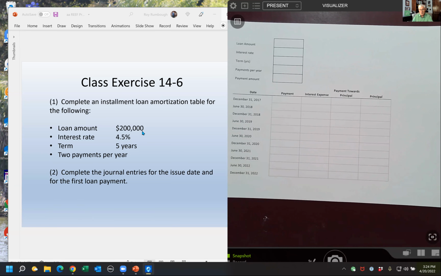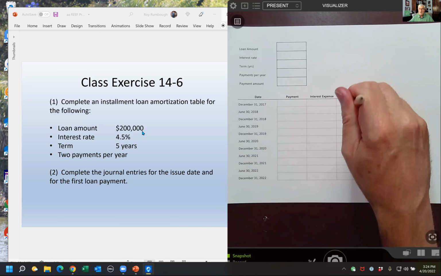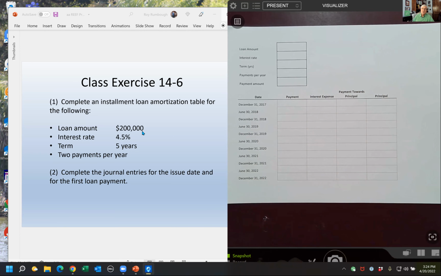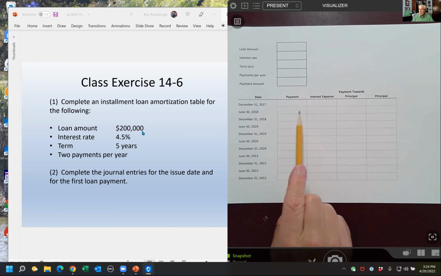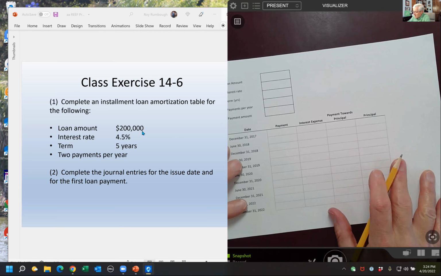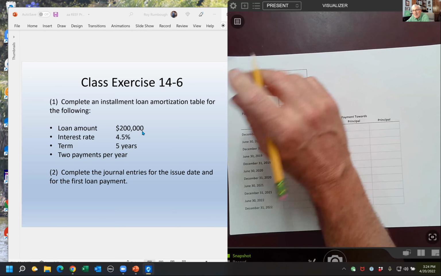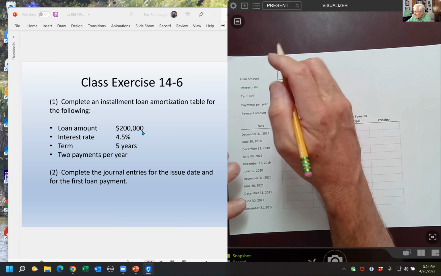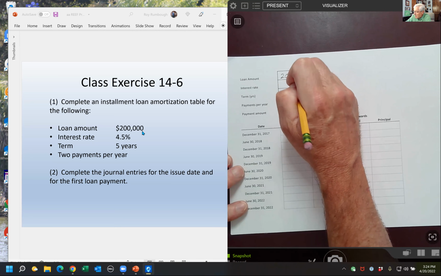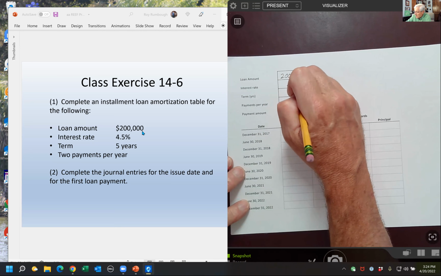But we're going to have to then make payments along the way. And part of the payment is going to be interest expense, as we've seen. But part of the payment is going to be bringing the notes payable balance down, because we're going to be paying a lot more than just the interest expense, as we'll see. So let me work. These are not difficult, really. I don't think easier than bonds, because you don't have the discounts and the premiums and the market rate and all that. You only have one rate. So the loan amount is 200,000. The interest rate is 4.5%.